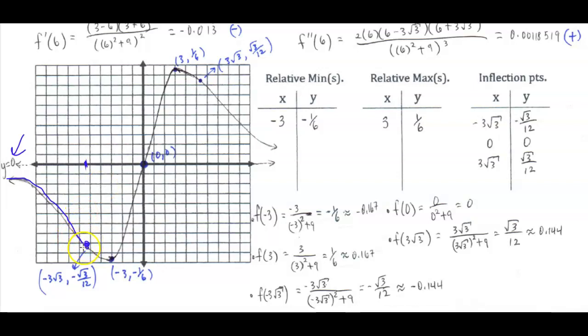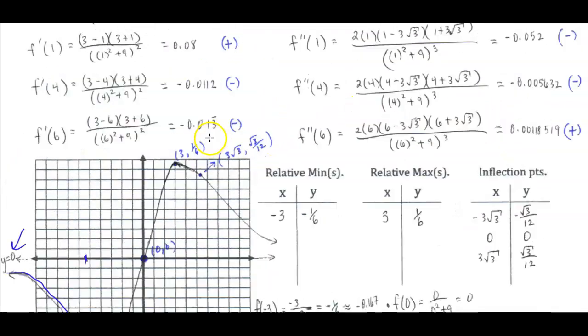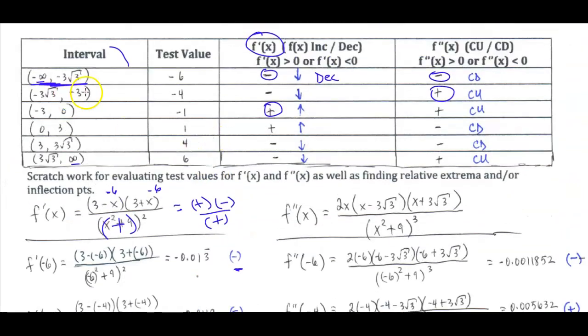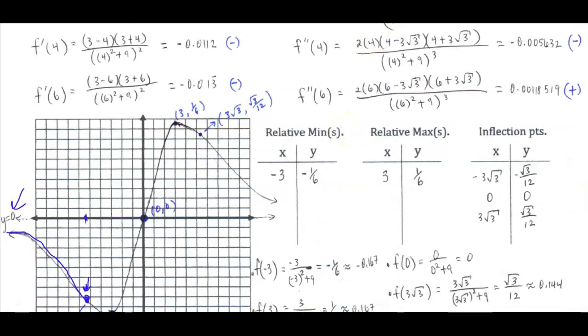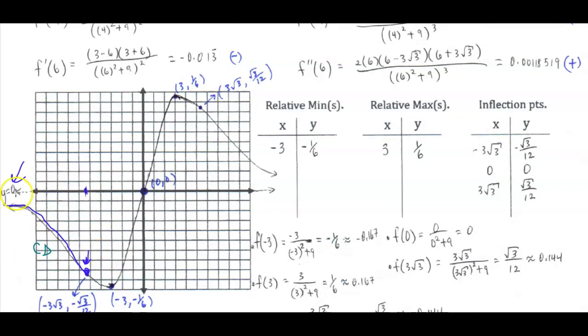And so, here at this particular value, if we go back up to our chart, at the negative 3 root 3, notice that we have a change in concavity. That's why our graph goes from looking concave down over here to now looking concave up. And it will continue to be concave up until it gets to this point 0, 0 here.